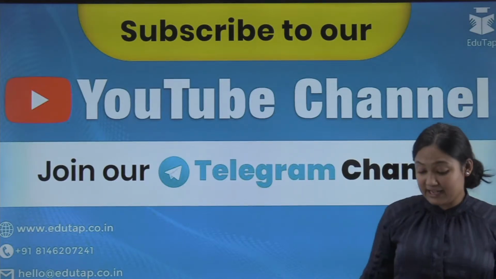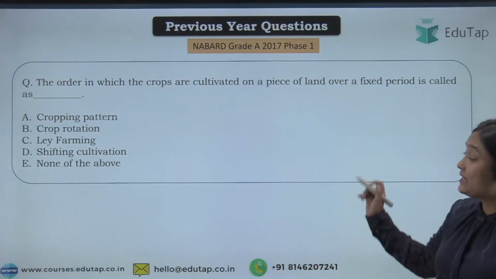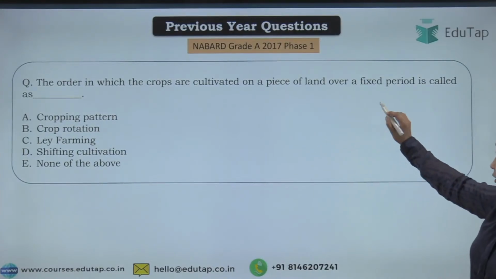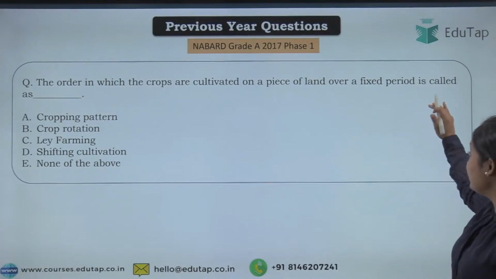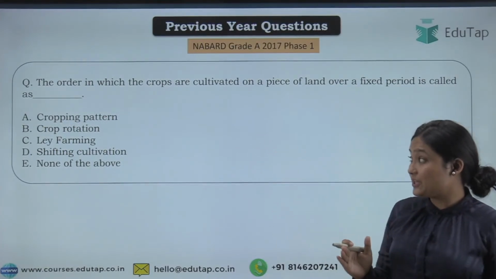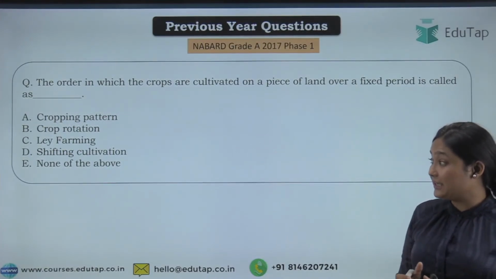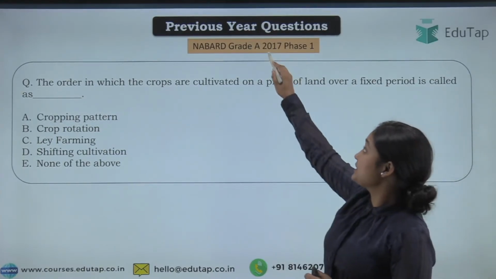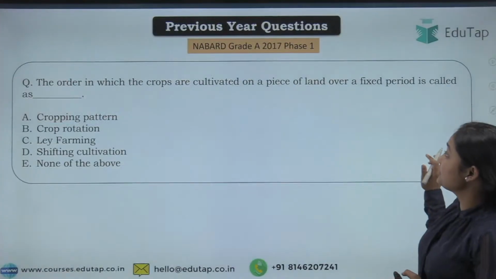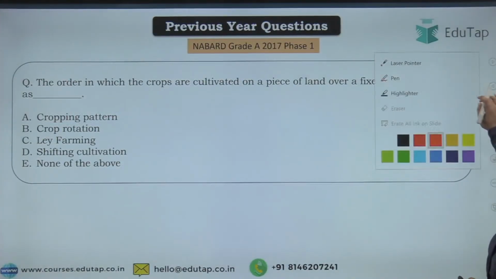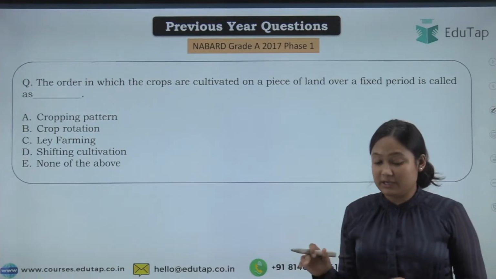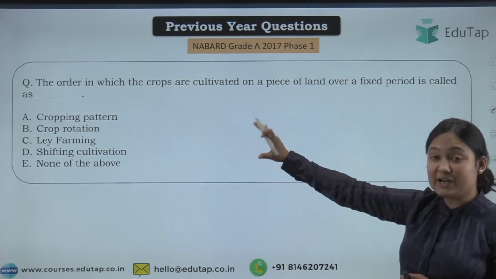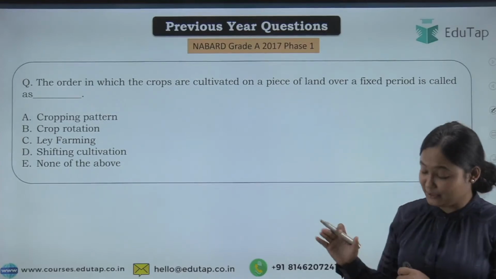So let's start our class with the first PYQ: the order in which the crops are cultivated on a piece of land over a fixed period of time is called as, your options are cropping pattern, cropping rotation, lay farming, shift cultivation, or none of the above. This particular question appeared in NABARD Grade A 2017 Phase 1. And this particular topic is important for you in both phases. If you don't know the answer, we will cover the syllabus and then you'll be able to answer.